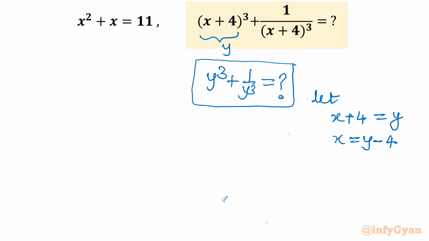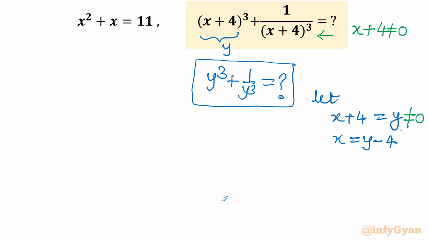Done. Now the third part is, if the expression is (x plus 4) whole cube plus 1 over (x plus 4) whole cube, then one thing is clear: x plus 4 cannot be equal to 0. Denominator cannot be equal to 0. If x plus 4 cannot be equal to 0, then y also cannot be equal to 0.